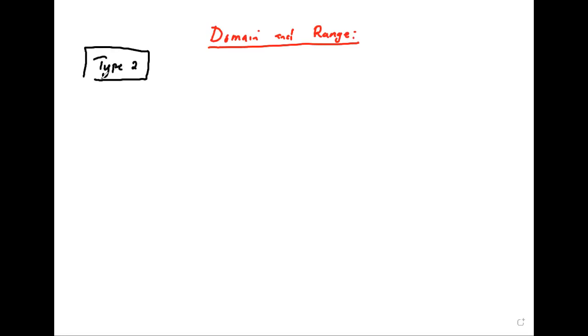So domain and range of what functions? Before I say examples, I want to put the type. So types, this is type 2, meaning type 1 was the ordered ones. Now I look at type 2 of functions.